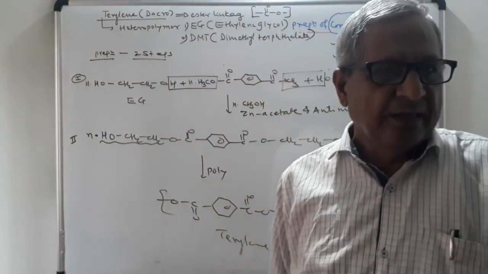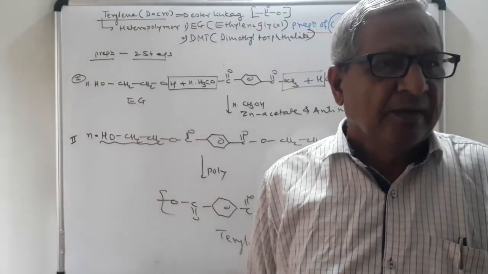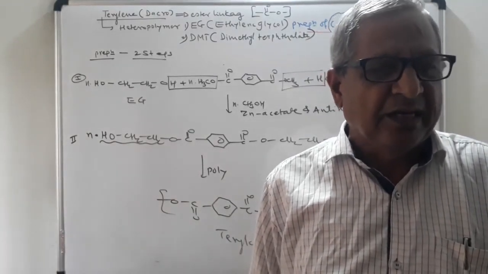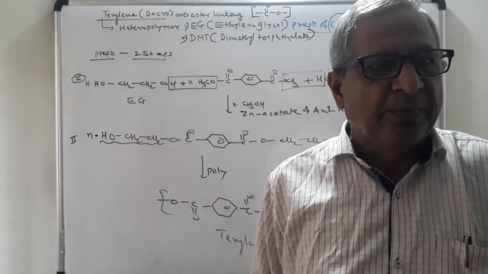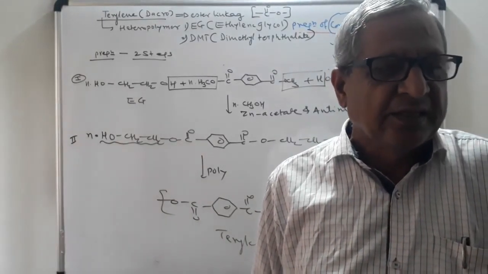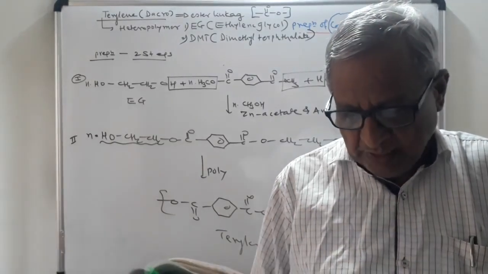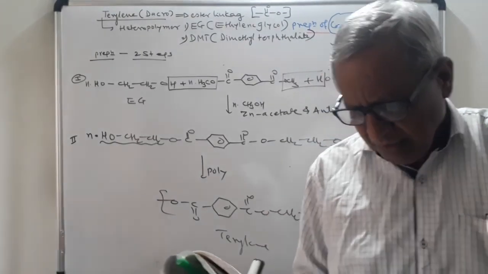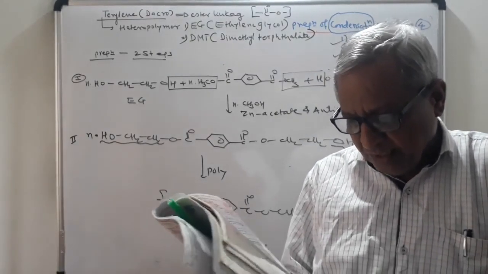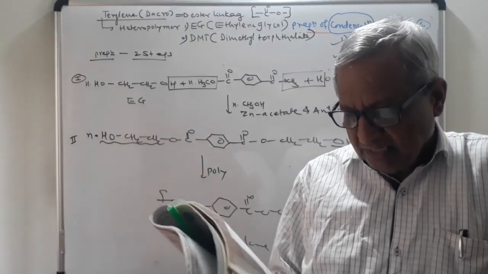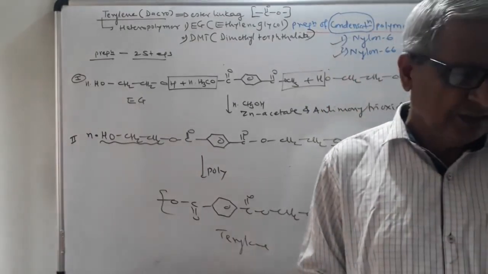We should know terrycot. When cotton is blended with terylene, it is called terrycot. Terry wool: when wool is blended or mixed with terylene, it is called terry wool. Now see, terylene absorbs very little water, hence it dries quickly. So these are the points here.